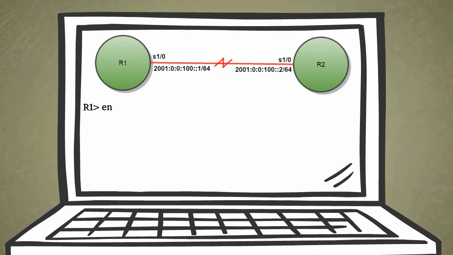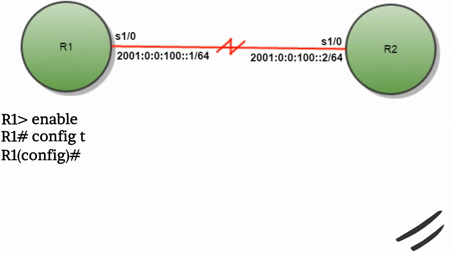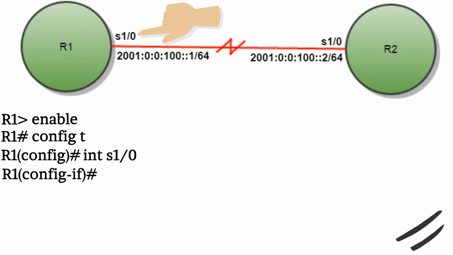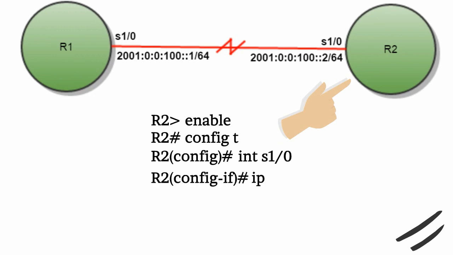I first enter enable, config T to get into configuration mode. Looking at the diagram, we see this is for interface S1/0. After that, I enter R1's IPv6 address, and that's it. Next, I do exactly the same thing on router 2, with the only difference being that the address ends in 2.